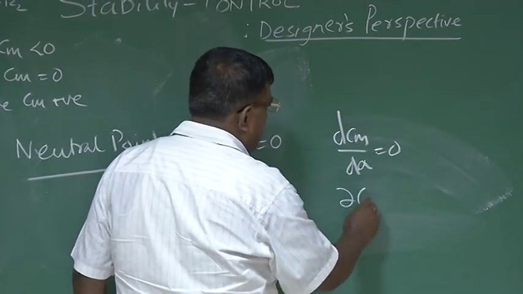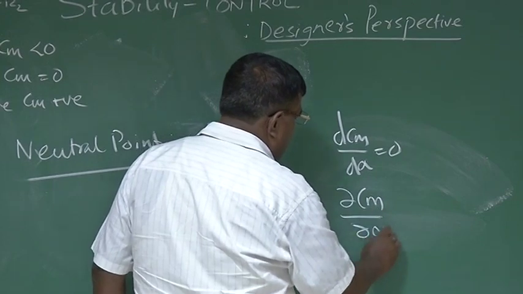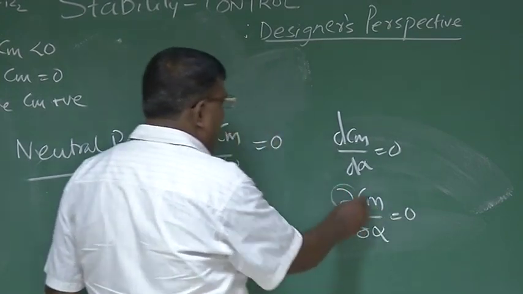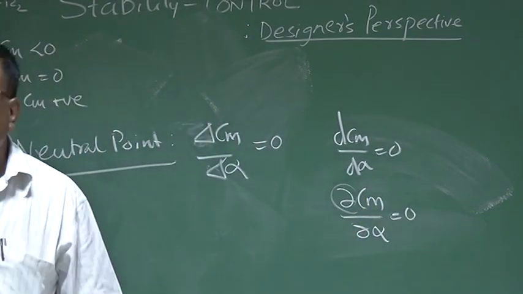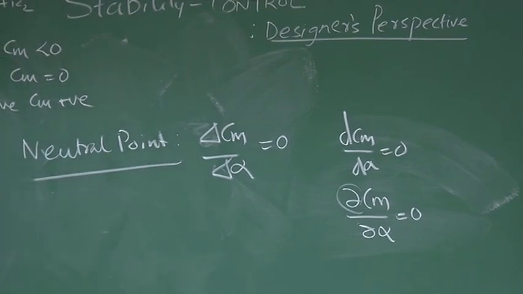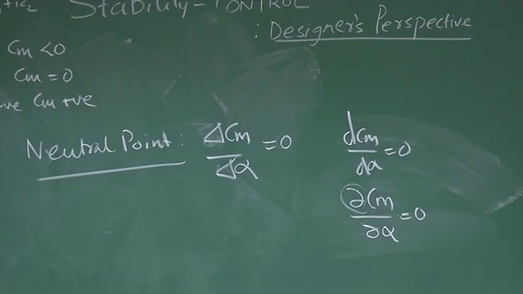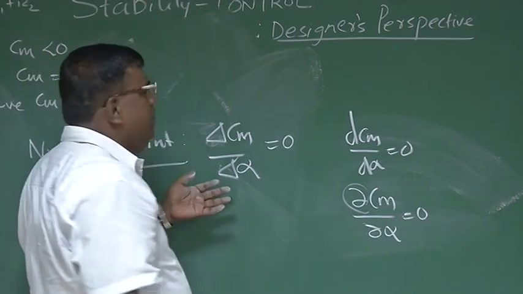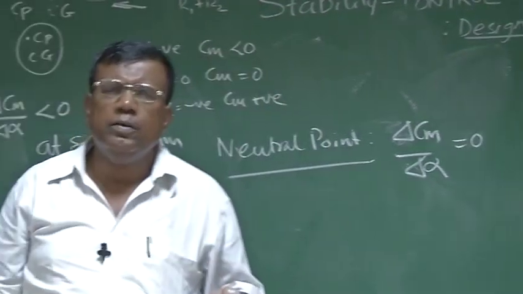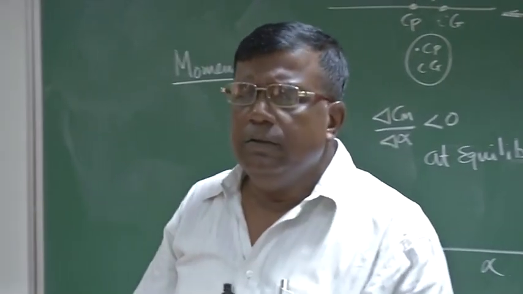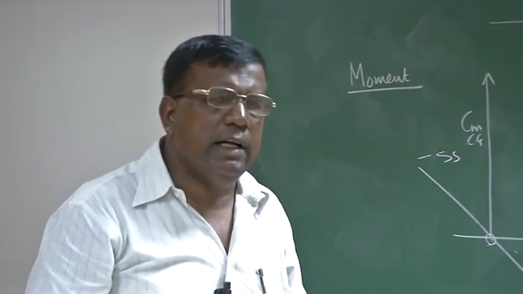You will find in textbooks dCm by d alpha written with a partial derivative symbol, because Cm is a function of not only alpha, but also elevator, etc. At this point, let's not mix up the issues. You only need to understand that the slope of the Cm versus alpha graph should be negative above the trim point to justify that yes, this is statically stable.